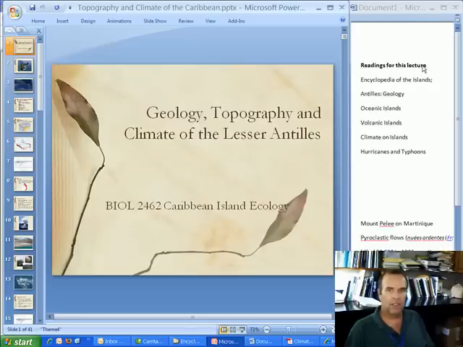Readings for this lecture are as on the note here, from the Encyclopedia of the Islands: the chapter on Antilles, Geology, the chapter on Oceanic Islands, the chapter on Volcanic Islands, climate on islands, and lastly on hurricanes and typhoons. The first three being of geology and topography, and the last two mainly about the climate side of things.